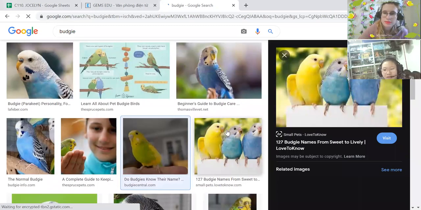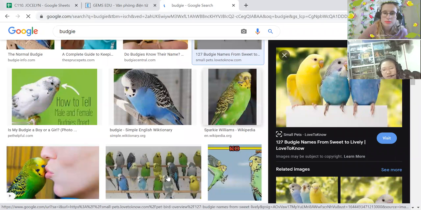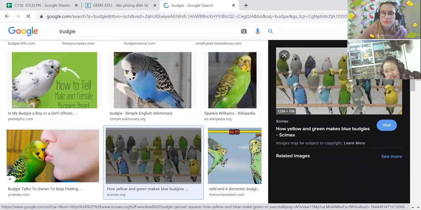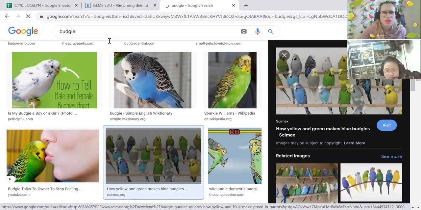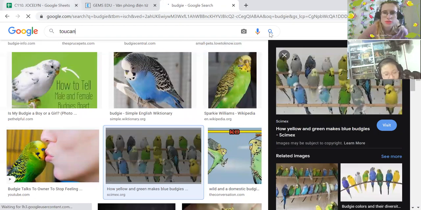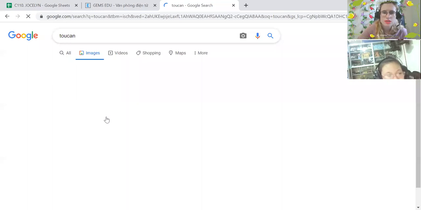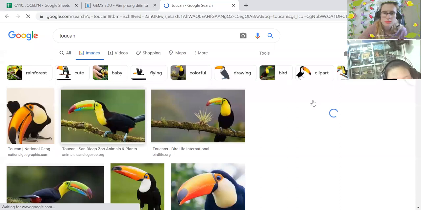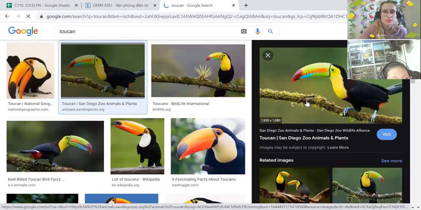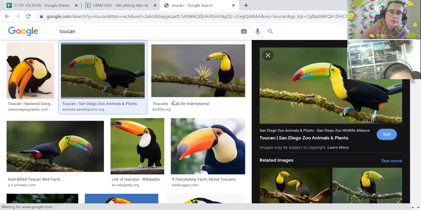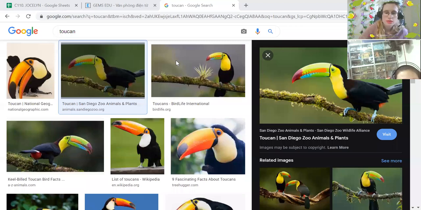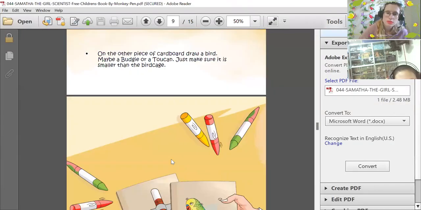Parakeet. Is that bird intelligent? No, they are like a small parrot. They're not very smart. Okay, I think the bird name is toucan. Wow. The toucan has a big mouth.